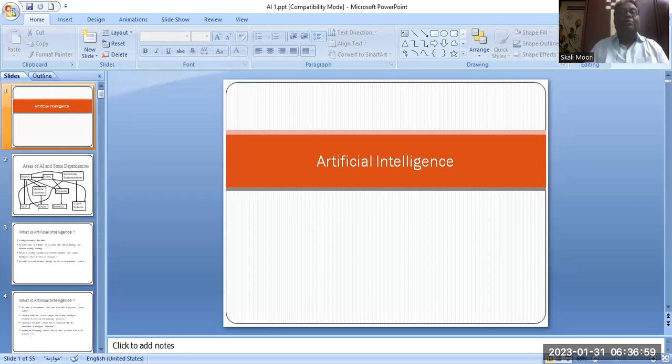Artificial: produced by human art or effort rather than originating naturally. Intelligence is the ability to acquire knowledge and use it. Artificial intelligence is defined as the study of the ideas that enable computers to be intelligent. Artificial intelligence is the part of computer science concerned with the design of computer systems that exhibit human intelligence.